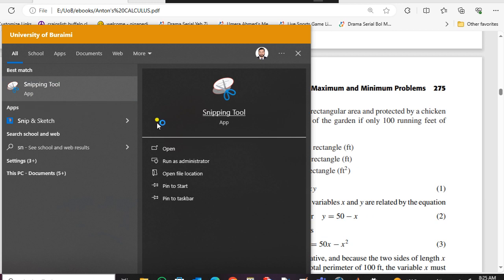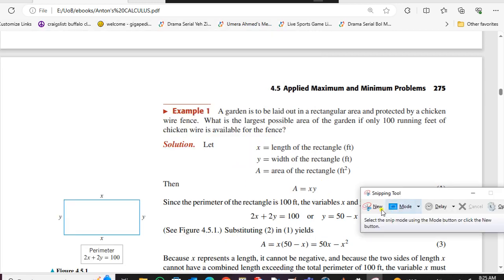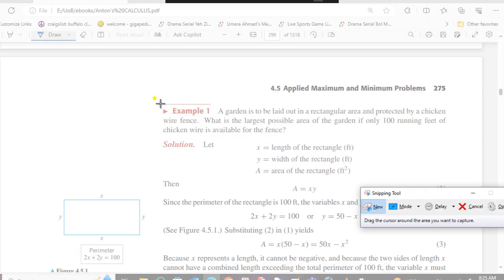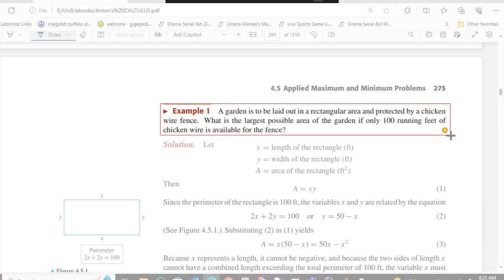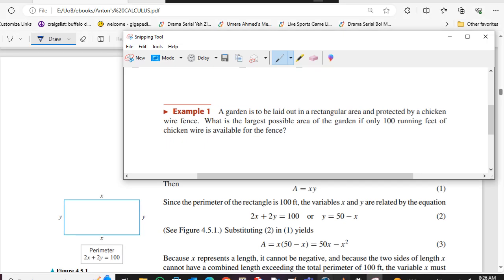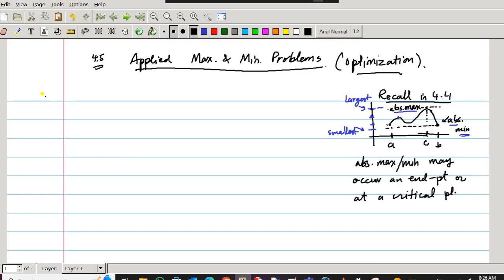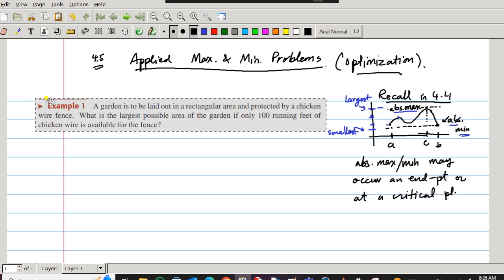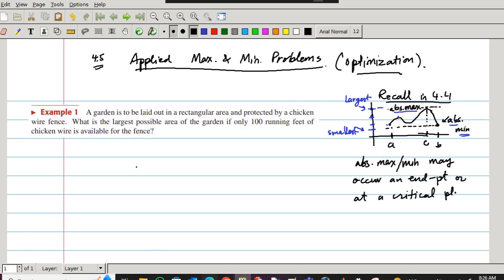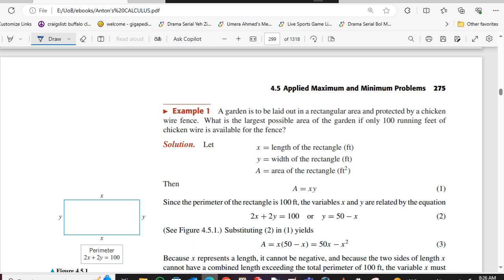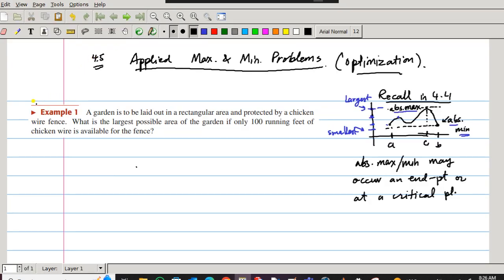Let me snip it. I can snip this example. Let's say this is the example. Let me write the page number. The page number is 275. So example on page 275.